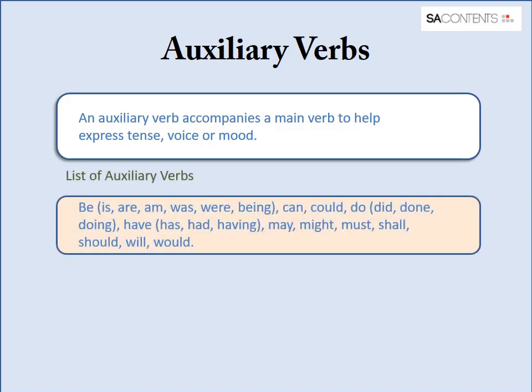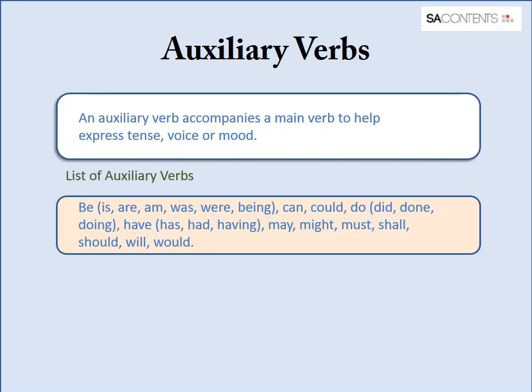Here is a list of auxiliary verbs. First we talk about be. The various forms in which be is used are is, are, am, was, were and being. These all are called helping verbs as well, and these are the primary auxiliary verbs. Then we come to can, could, do, have, may, might, must, shall, should, will and would. All these are part of modal verbs.